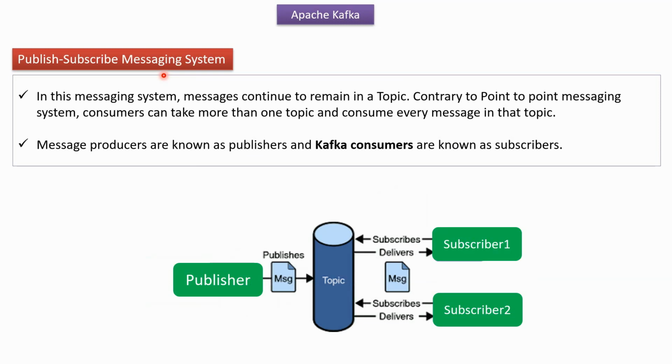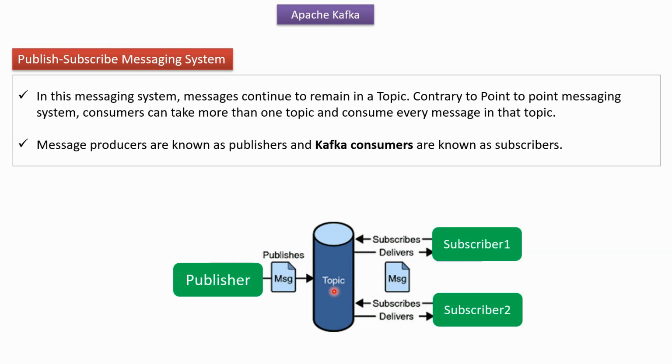Publish-subscribe messaging system. Here you can see the topic, the publisher, subscriber 1 and subscriber 2. Both subscriber 1 and subscriber 2 subscribe to the topic. When the publisher publishes a message to the topic, the same message will be delivered to subscriber 1 as well as subscriber 2.